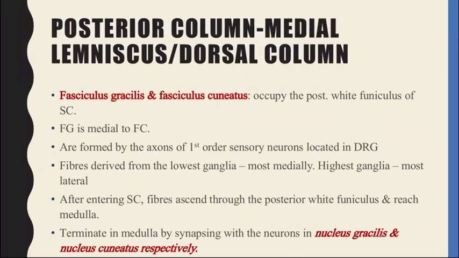So, fasciculus gracilis we covered, fasciculus cuneatus now we know. Now, we can say the fasciculus gracilis is medial to the fasciculus cuneatus. Why? Because the fasciculus gracilis is the one which is coming from the lower part of the body, and the lower part of the body occupies the medial most position. That is why it is written the fasciculus gracilis is medial to fasciculus cuneatus, and all these fasciculi, whether gracilis or cuneatus, are formed by the axons of the first order sensory neuron, which is located in the dorsal root ganglia. Okay. So, fibers derived from the lowest ganglia are the most medial, and highest ganglia are most lateral.